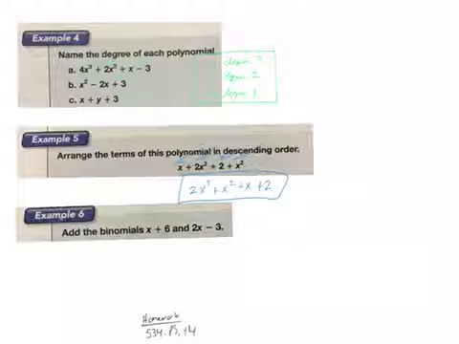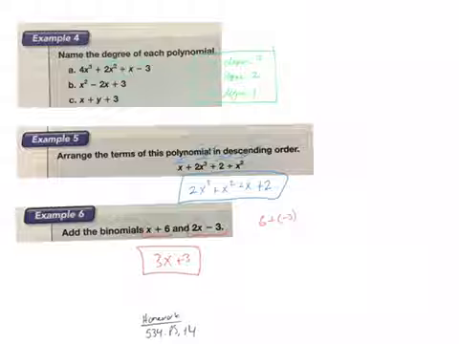Then it says to add the binomials. So here's this binomial, here's that binomial. We're just going to combine the like terms. So I have x plus 2x, or you could say 1x plus 2x, gives me 3x. And then I have 6 plus a negative 3. So subtract, it's going to be plus 3. So 3x plus 3.